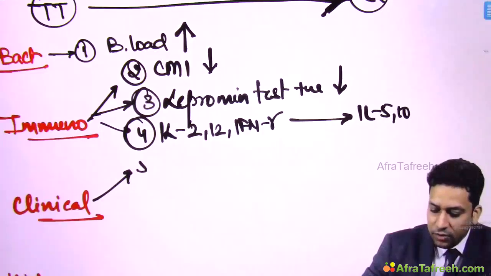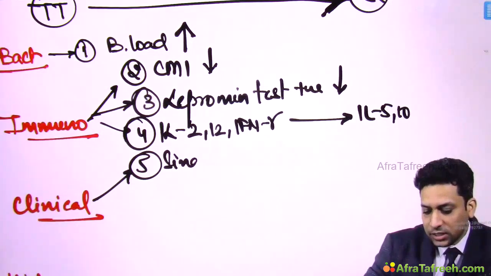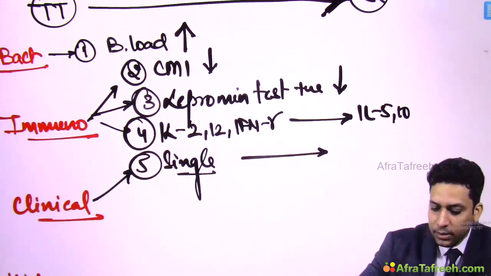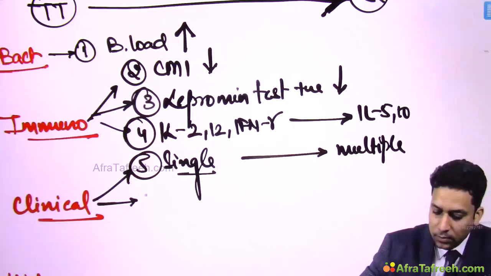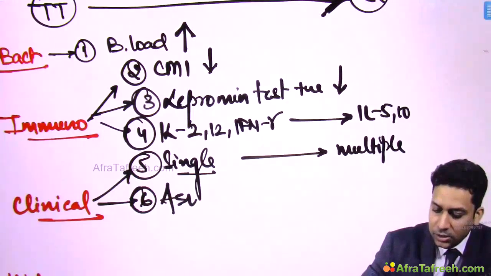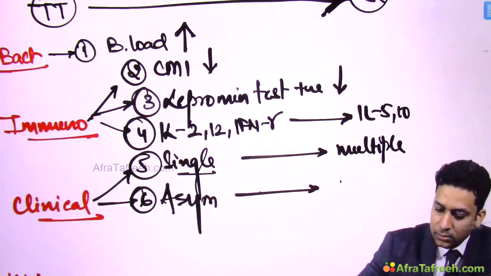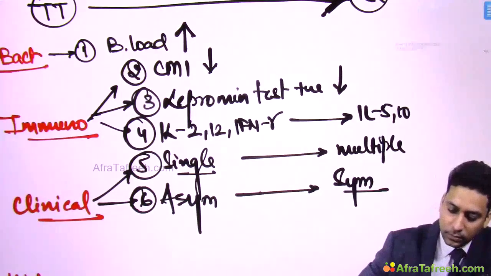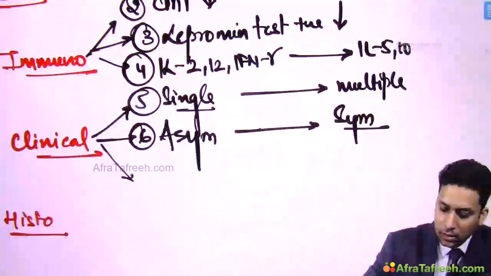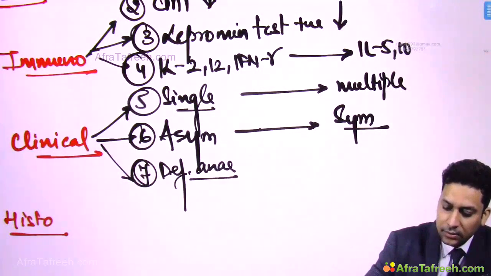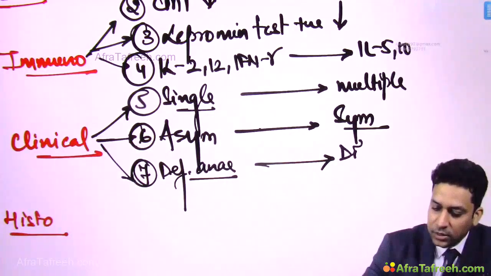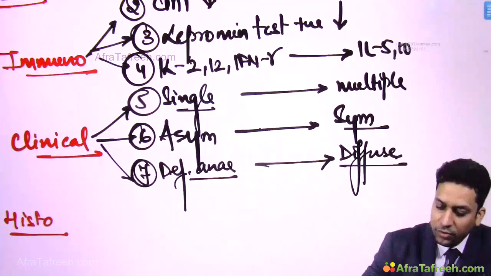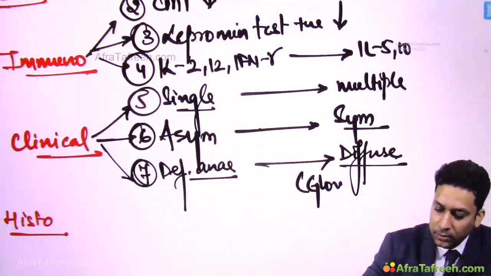Then clinically you will find single lesions which are seen in TT pole gradually become multiple. Asymmetrical lesions gradually become symmetrical. Definite anesthesia, that is definite sensory loss which is seen over the lesion, become diffuse type of sensory loss. In LL pole, diffuse, that is glove and stocking pattern.